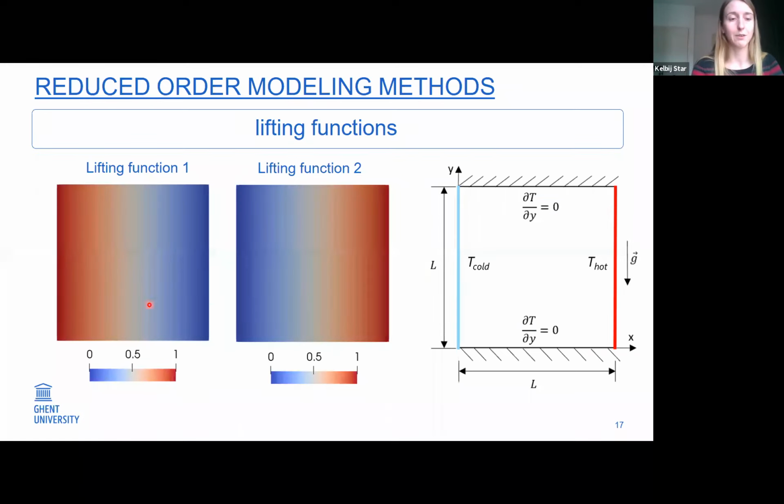So basically, I have one function that's related to the cold boundary. I'm setting it to a value of 1 and solving the diffusion problem. And the same for the second one, because I have two separate boundary conditions, and I want to parameterize both of them, give different values of them when solving the reduced order model. So I also need 2 lifting functions.